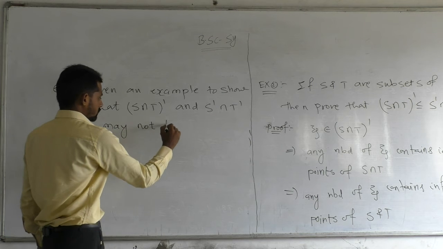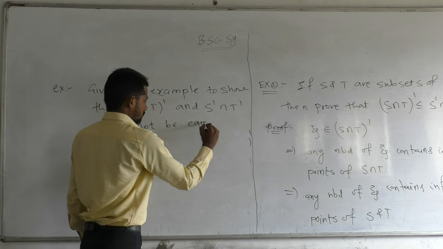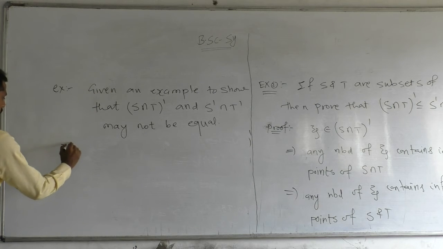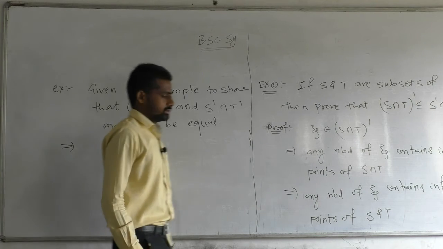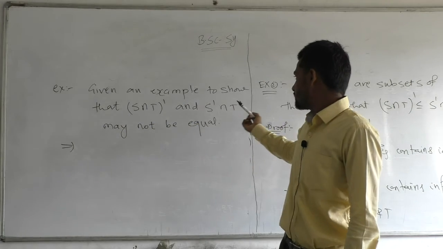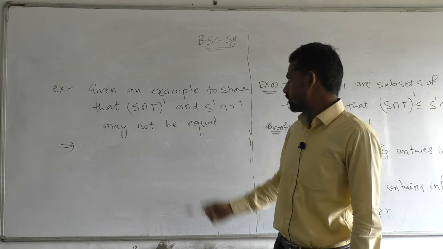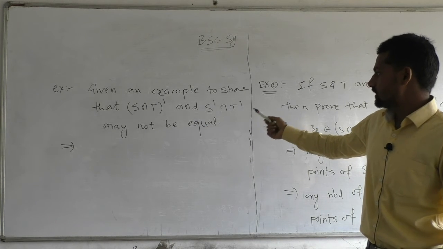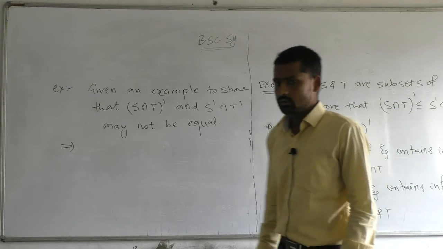May not be equal. That is, we have asked the question, give an example to show that derived set of S intersection T and derived set of S intersection derived set of T may not be equal.